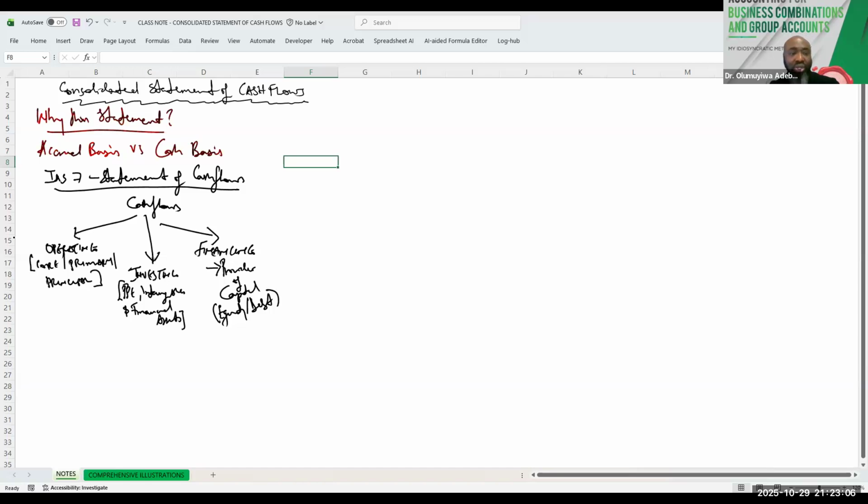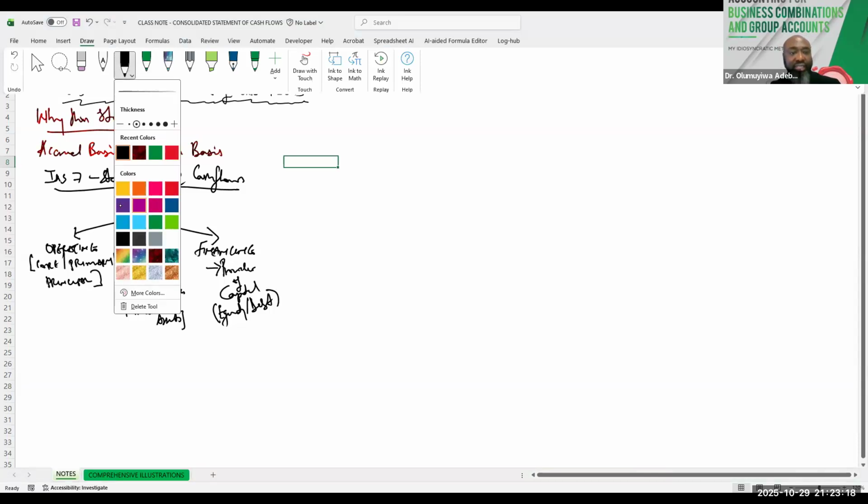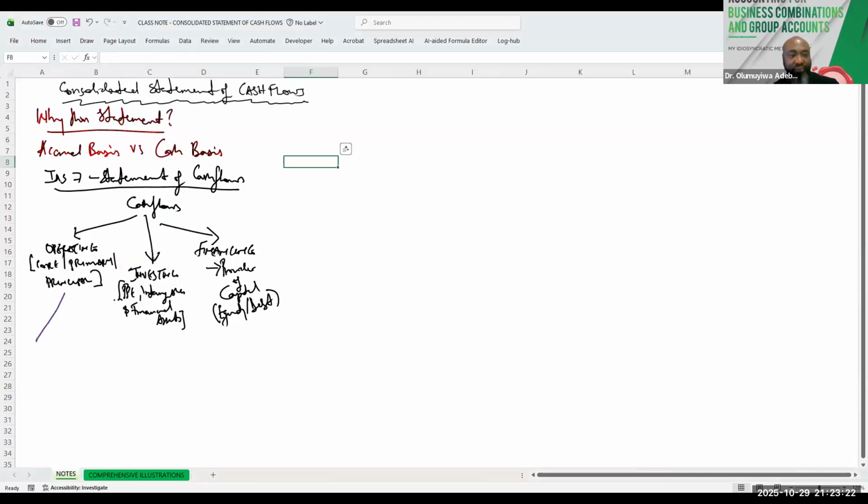Furthermore, unlike investing activity and financing activity, operating activity can be presented in two different ways. The first way is that we can present it directly, and in the second vein, we can present it indirectly.